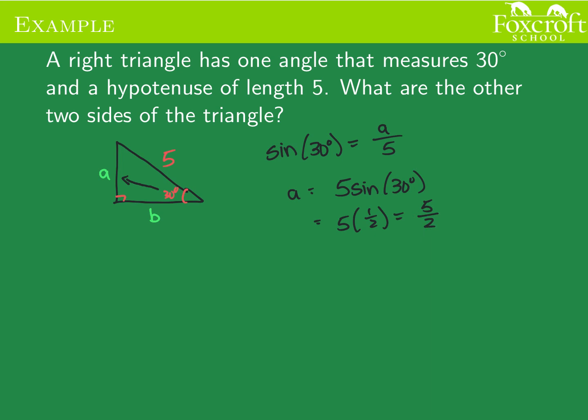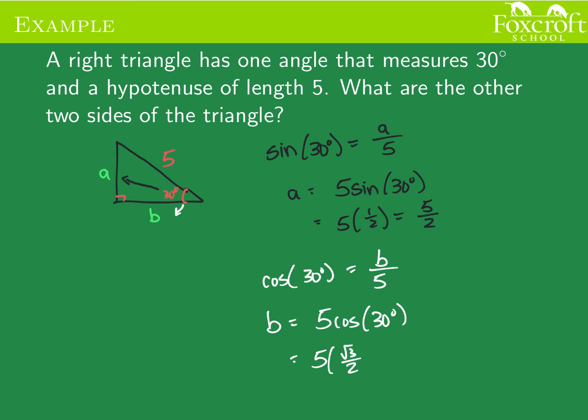Finding B is going to be similar, but instead of doing sine, I'm going to do cosine. The adjacent side is the one that's touching the angle, so that's B. Multiply both sides by 5. Again, sometimes you have to put this in a calculator, like if it was a 32-degree angle. It's not one of those nice ones, but 30 is one of those nice ones on our chart. The cosine of 30 is the square root of 3 over 2. And we get 5 square root of 3 over 2 as our final answer. So those are our 2 other sides that we didn't know at the start, using SOHCAHTOA.